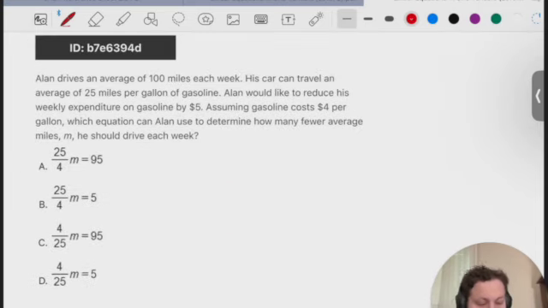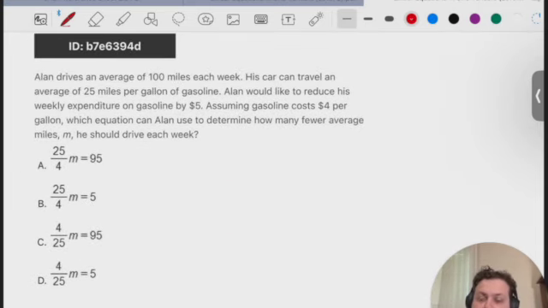Let's see, we've got 10 of these questions. Alan drives an average of 100 miles each week. His car can travel an average of 25 miles per gallon. Alan would like to reduce his weekly expenditure on gasoline by $5, assuming gas costs $4 per gallon. Which equation can Alan use to determine how many fewer average miles M he should drive each week? Okay. Let's focus more on the gas stuff.